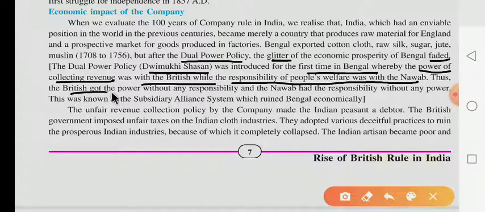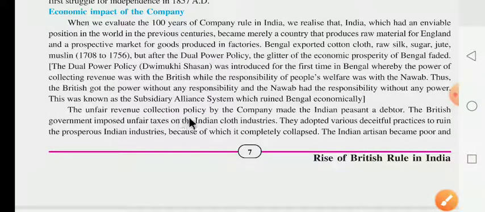Thus the British got power without responsibility under the dual power policy. The British had power but no responsibility. The Nawab had responsibility but no power, and this is the most important thing. Here the British have power but no responsibility of welfare, and the Nawab is without power but has the responsibility. This was known as the subsidiary alliance system, which ruined Bengal economically. It means Bengal was totally weak under this policy.